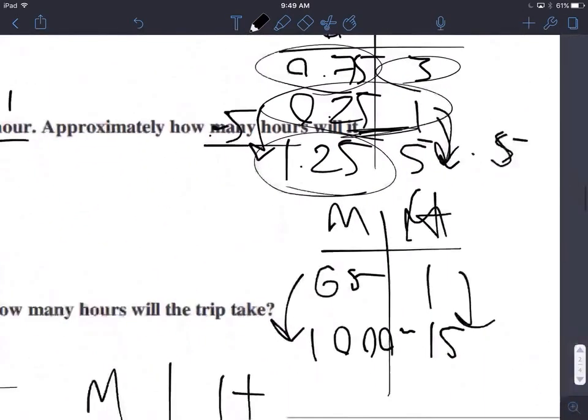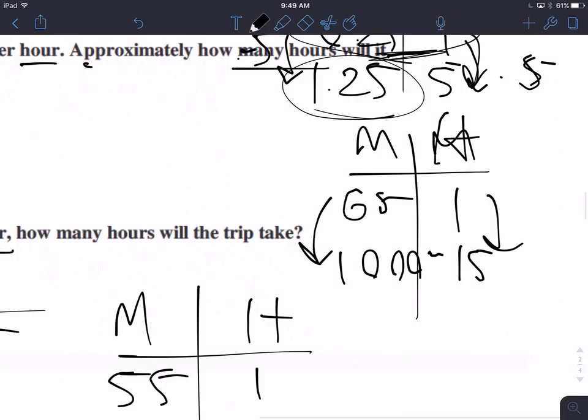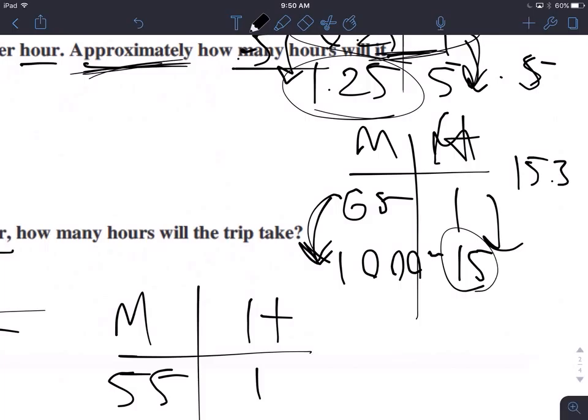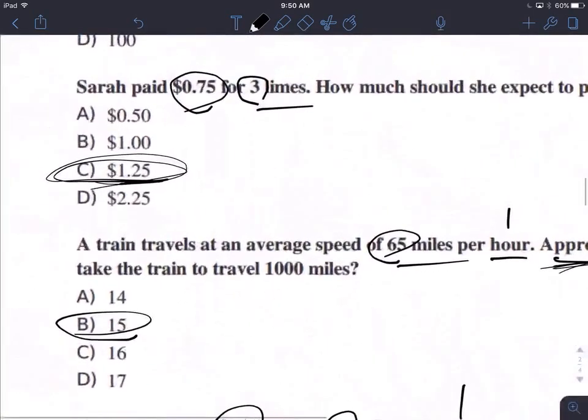Last one. No, wait, second last one. 65 miles per hour. This one asks approximately, so we don't need to be perfect. We know 65 per 1 hour. We know we're trying to get from 65 to 1,000 total miles. For hours, we're going from 1 up, and it ends up being about 15.3. 15.3 rounds down to 15. So our answer is B.